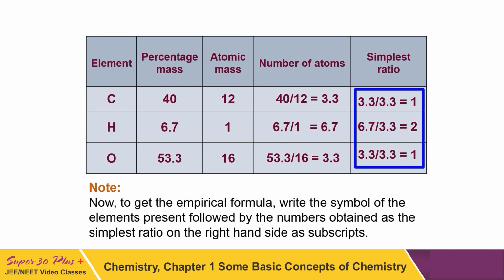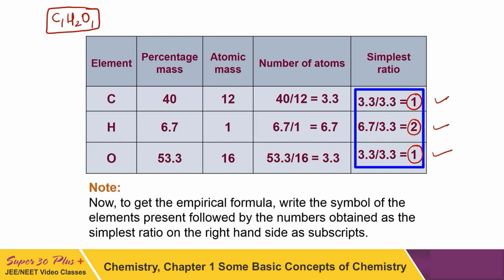Now the simplest ratio is 1 is to 2 is to 1. It comes, guys, 1, 2 and 1. And this is the empirical formula. So the empirical formula of this compound will be C1H2O1. The C1H2O1, the simplest ratio, 1, 2, 1. This is the simplest ratio, students, and this will be equal to the empirical formula.